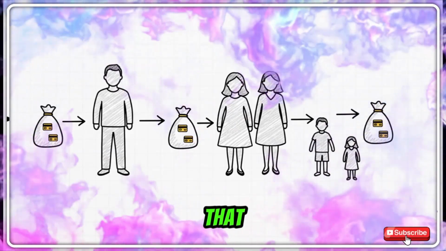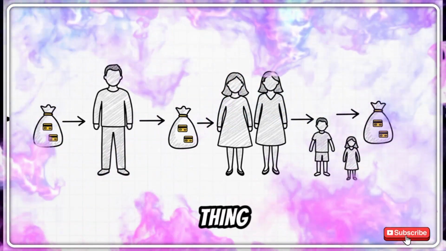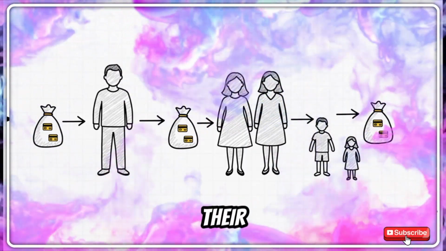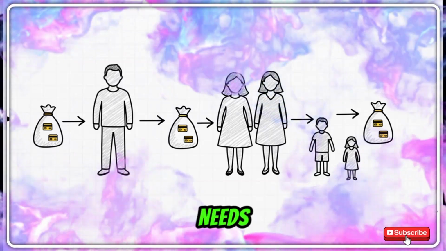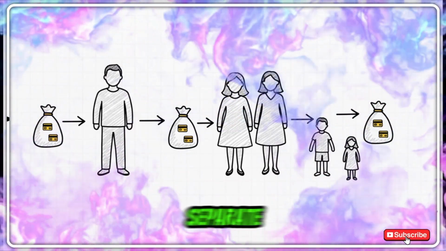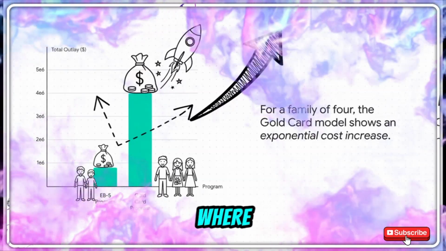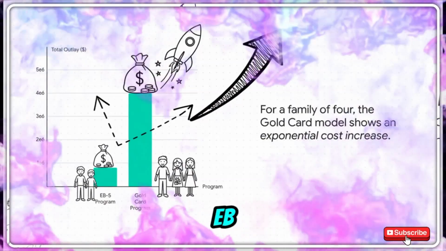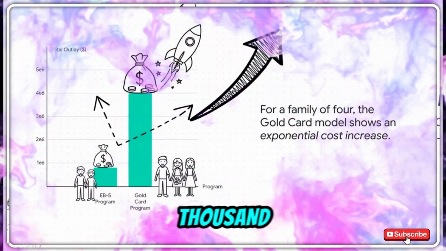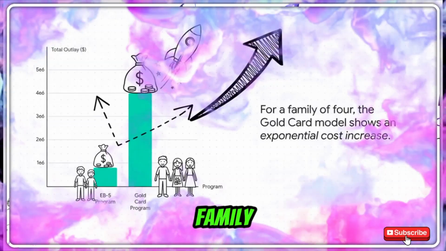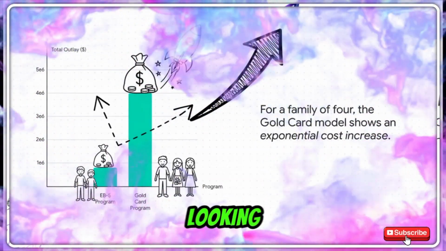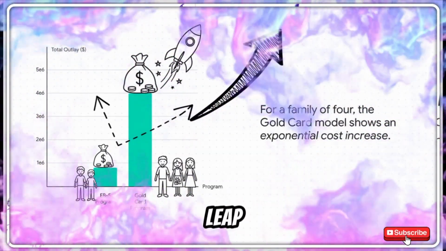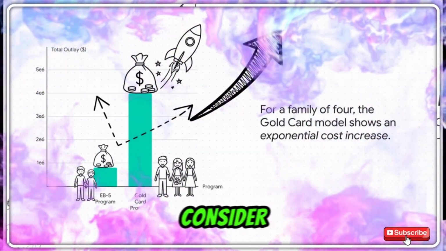Now let's contrast that with the Gold Card program. This thing operates on a per-person basis. Every single individual needs their own full payment. So your spouse needs one, and each of your children needs their own separate payment too. And here's where you really see the impact. It's just staggering. For a family of four, the EB-5 route might require an $800,000 investment. But that same family using the Gold Card path would be looking at a total cost of $4 million. That's an exponential leap, and it's a critical strategic point to consider.